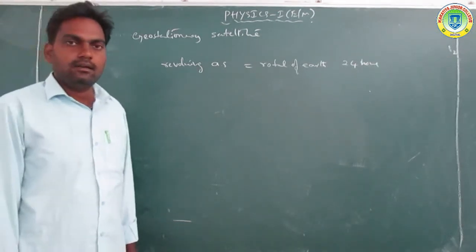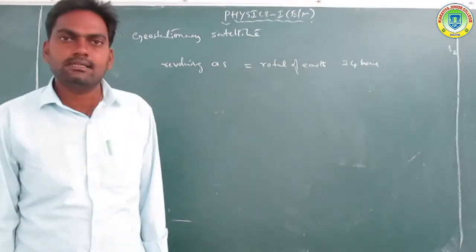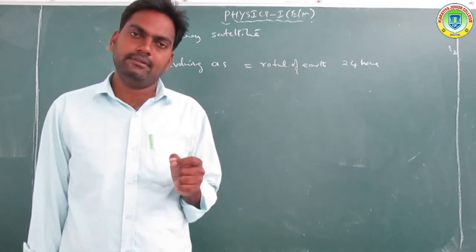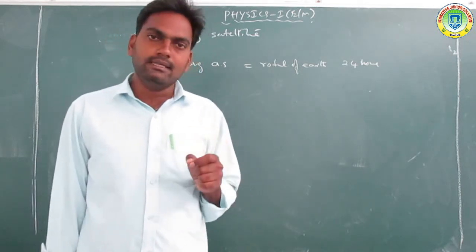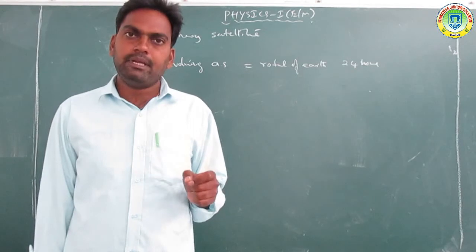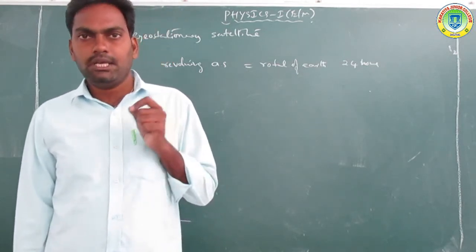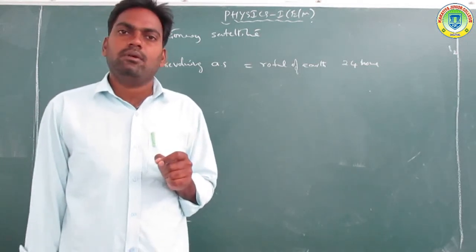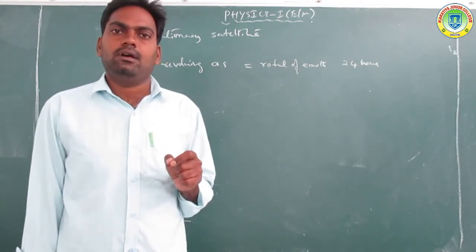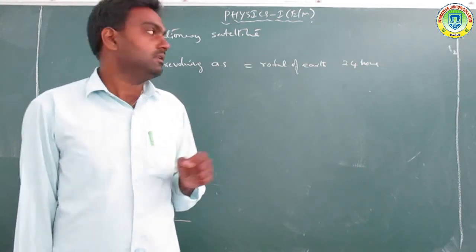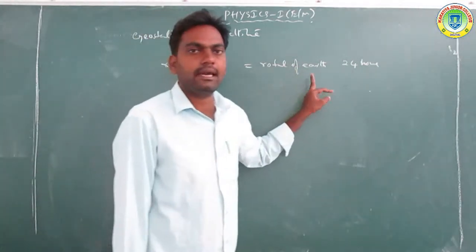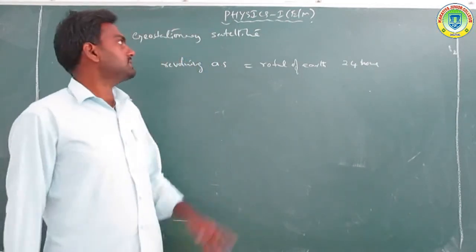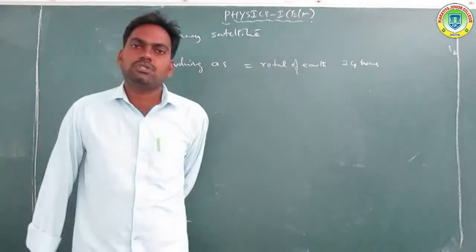So what is a geostationary satellite? The time period of revolution of the artificial satellite is equal to the time period of rotation of the Earth itself. That is called a geostationary satellite.